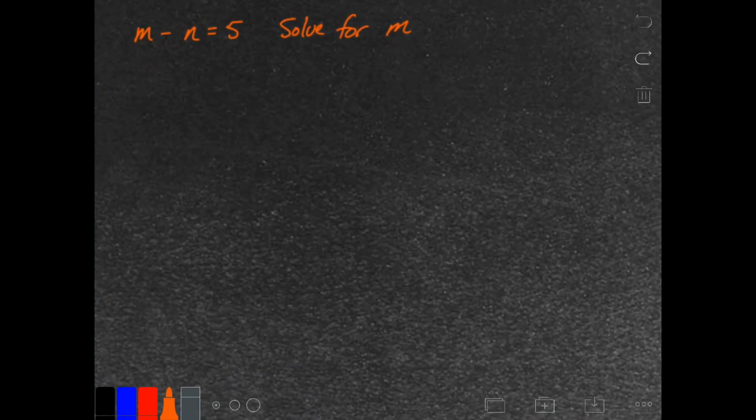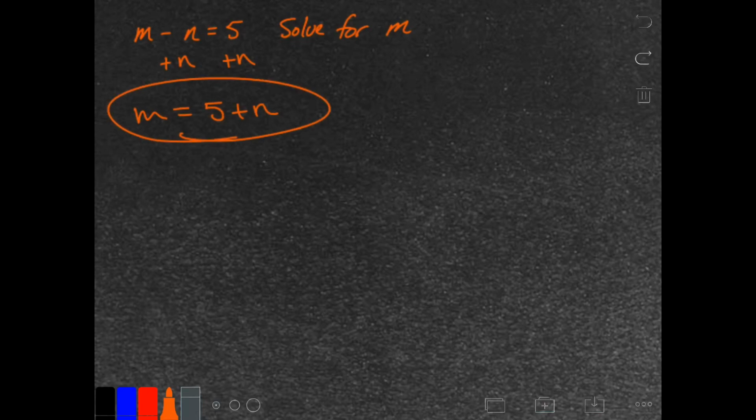How about M minus N equals 5? Well, again, I want to get M by itself, so I need to get rid of N. This is a minus N. Let's add N, and M equals 5 plus N. One step.